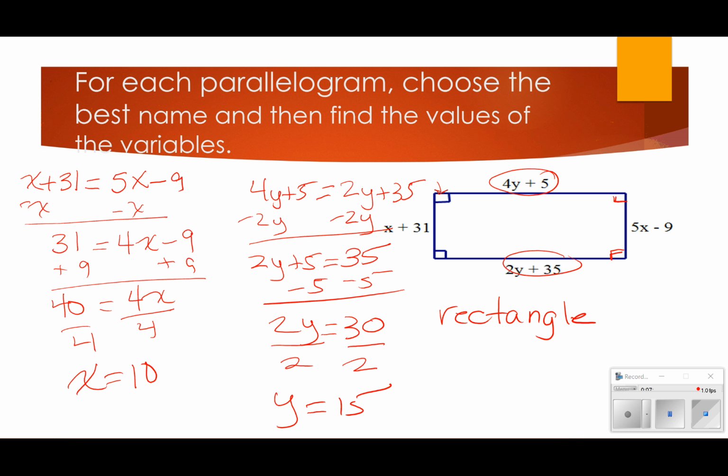Now to check to see if it's going to be a square, even though it definitely doesn't look like one. You guys know I don't like to draw things to scale. I'm going to put 10 in for x, and these sides are going to be 41. If I put 15 in for y, 4 times 15 is 60 plus 5 is 65. So this is definitely a rectangle. It's not a square.